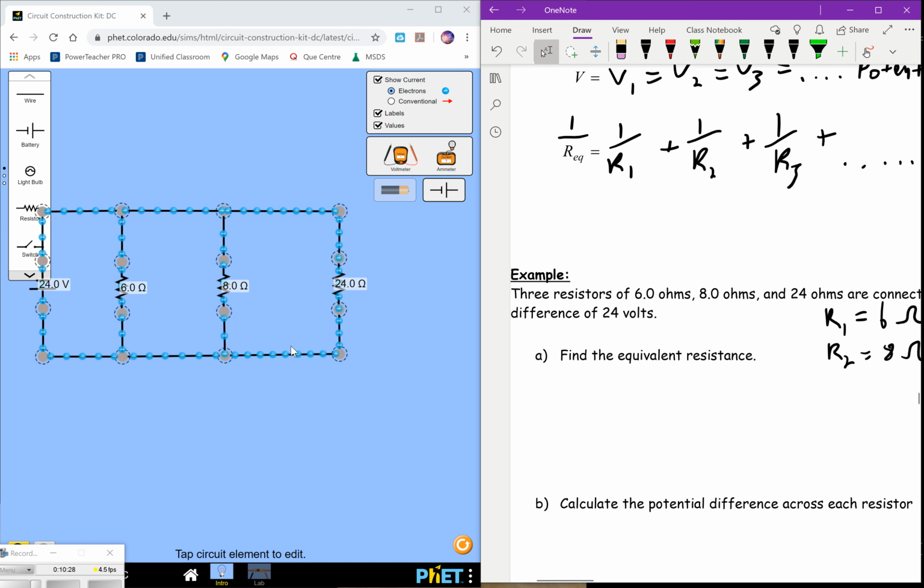Now, in a series circuit, we simply just added these up. 6, 8, 24 gets us 38 ohms. If this were a series circuit and these were connected end to end, we'd have a total equivalent resistance of 38 ohms. But in a parallel circuit, this is not the case.